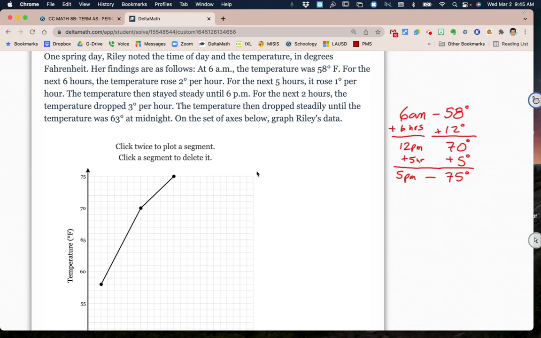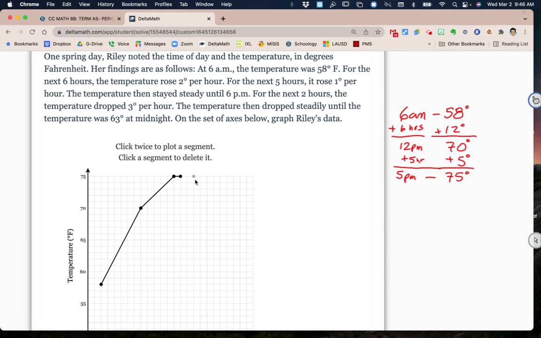The temperature stayed steady until 5 p.m. for the next 2 hours. Oh, okay. Well, let's just do that part. The temperature then stayed steady until 6 p.m. What does that mean? Stayed steady. Stayed the same until 6 p.m. Well, if we're at 5 p.m., isn't that just 1 hour? So for 1 hour, it stayed the same. There. So we took care of this part. So it's still 75 degrees at 6 p.m.